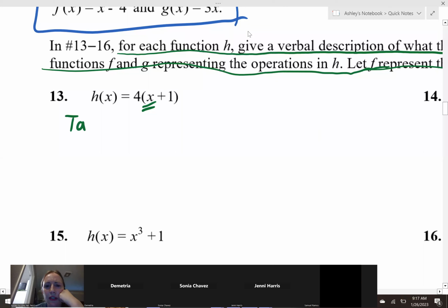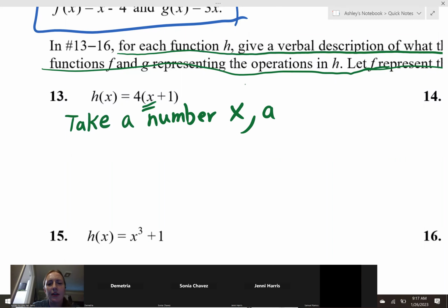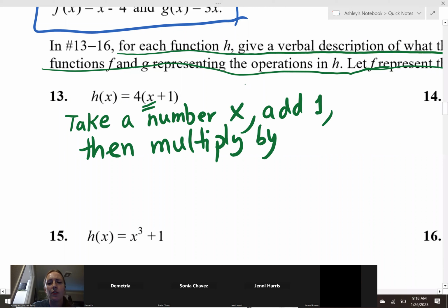Let's see, someone said, yeah, you're adding first. That's why they put the addition in the parentheses, so you know that's what you're doing first. Kind of like order of operations, right? Whatever's in parentheses, you're doing first. I'm trying to phrase it the way they did in the previous problems. I take a number x, add 1, then I do the last operation, the outer one, multiply by 4. I think that's basically what they mean, something similar to that, at least the phrasing of it.